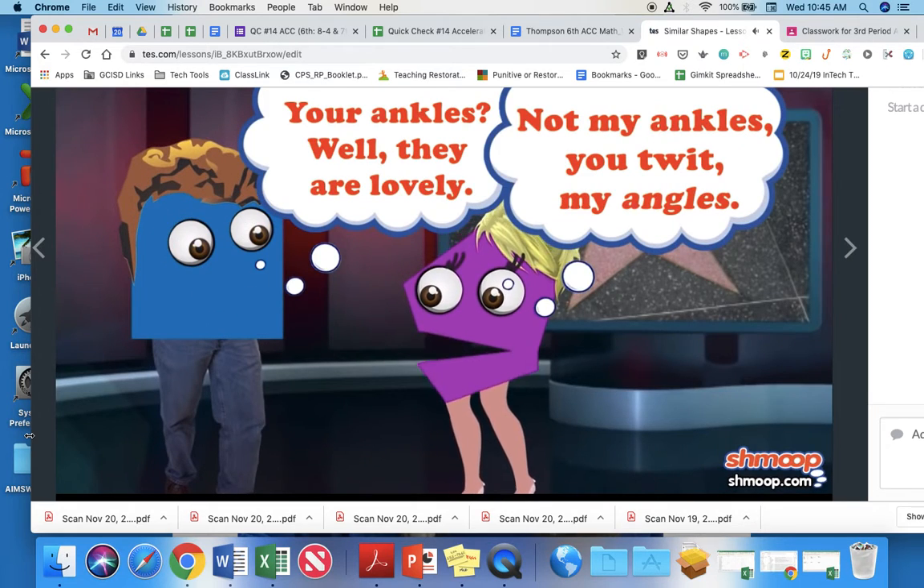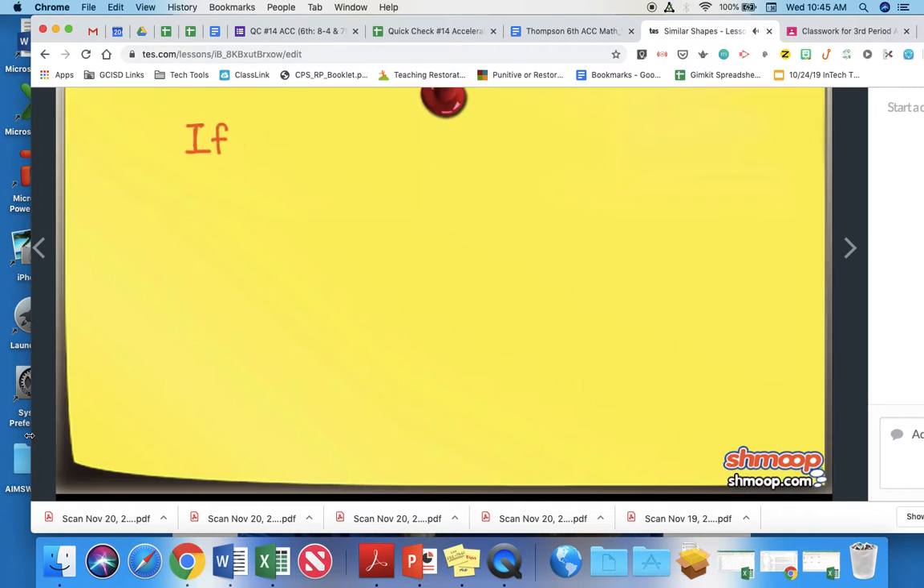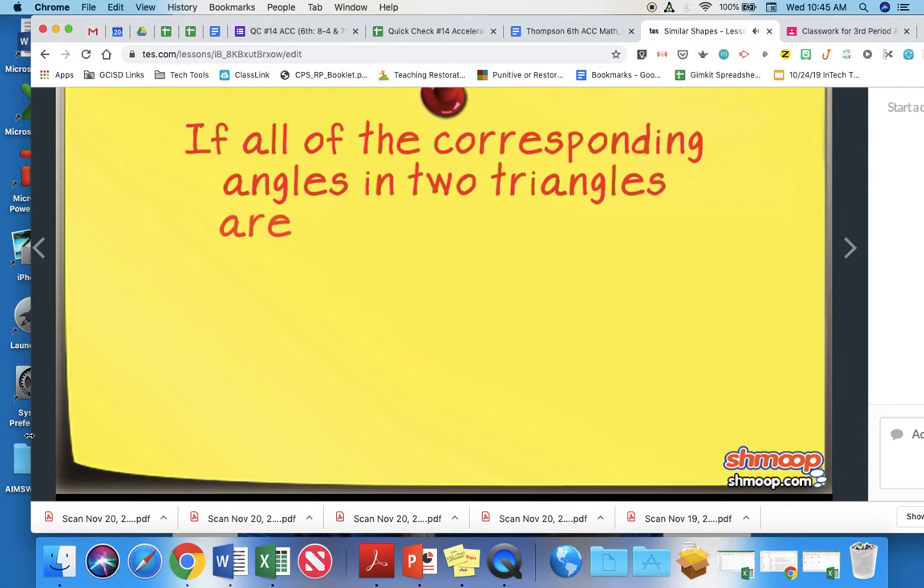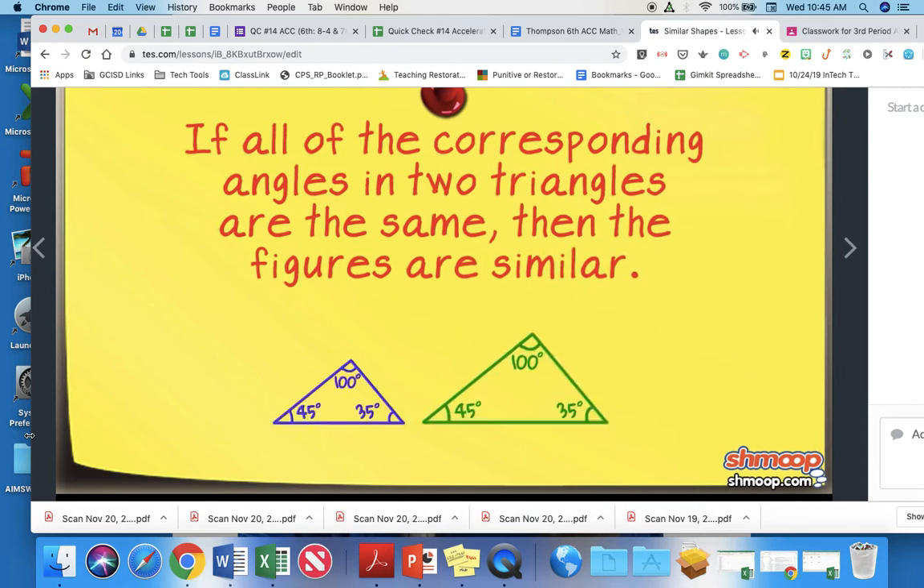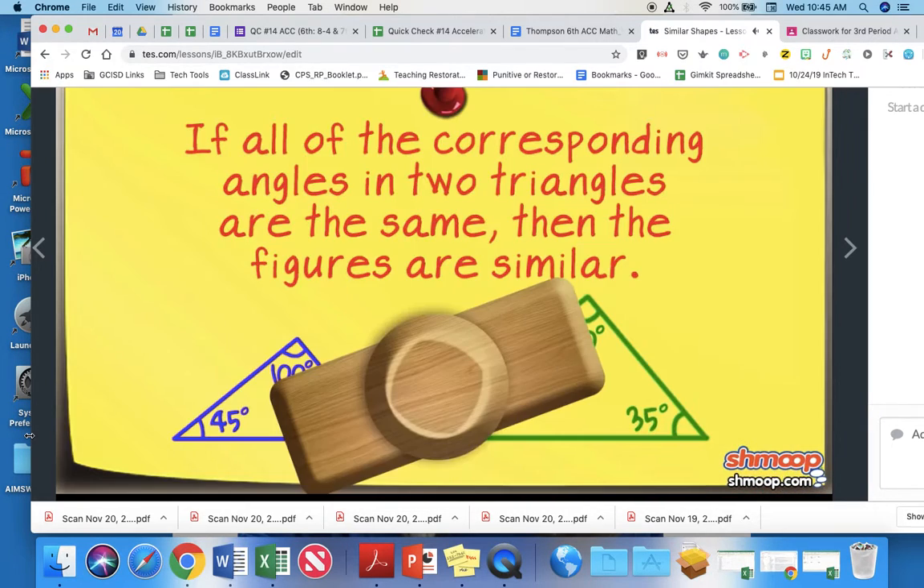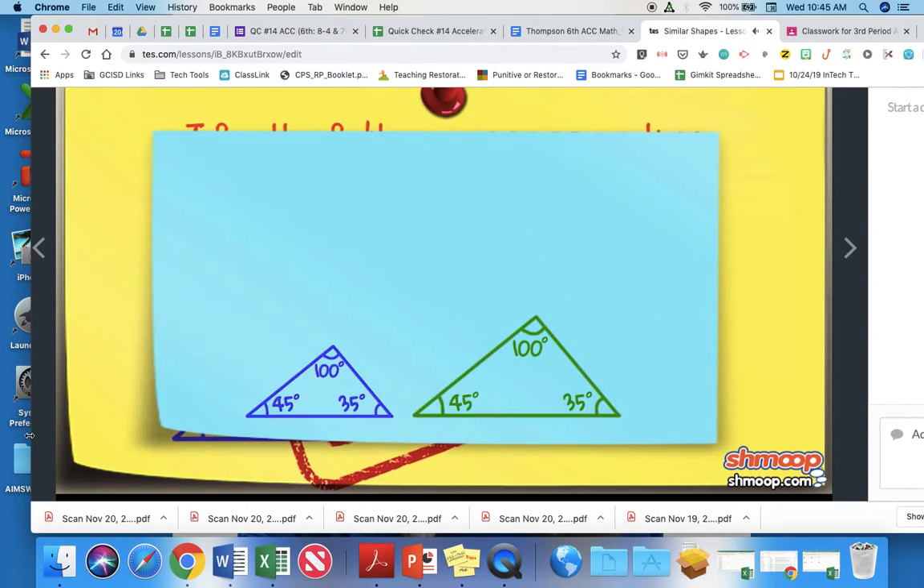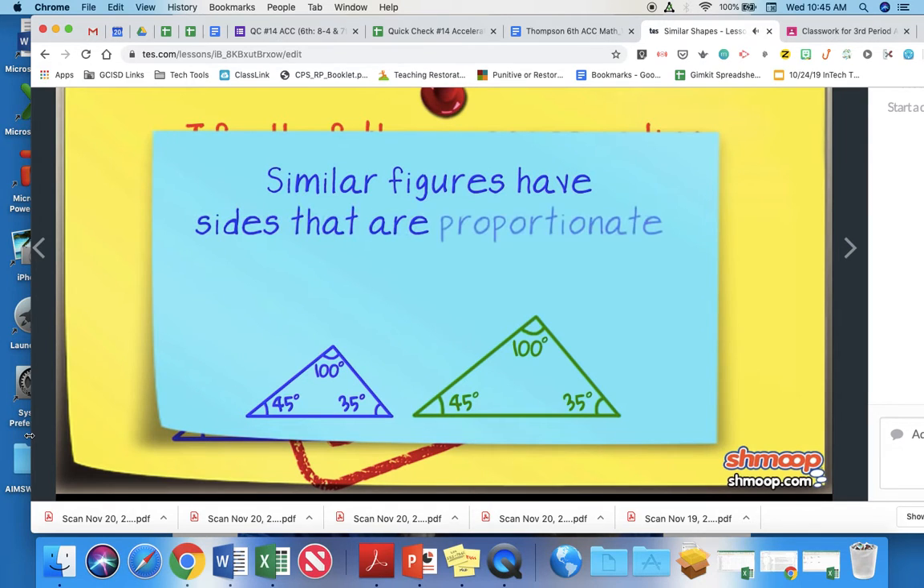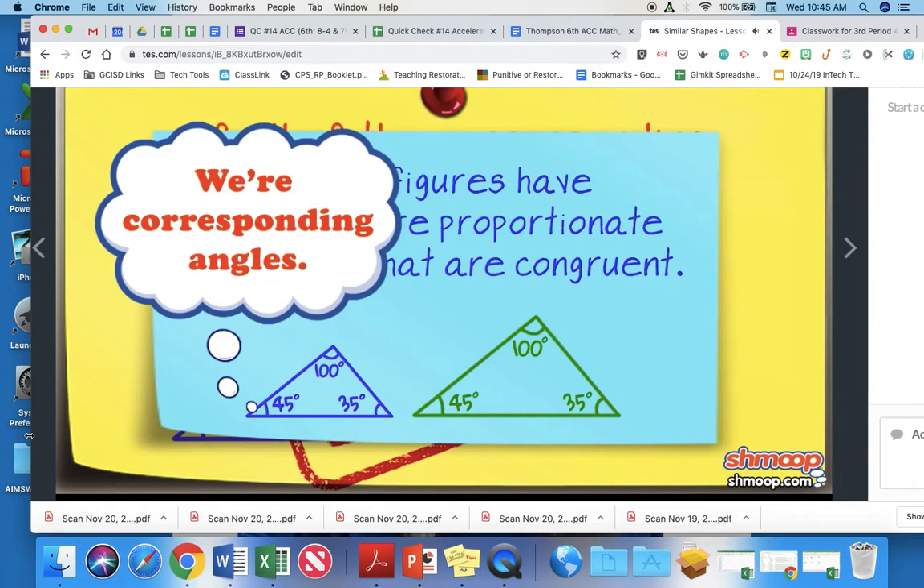You said angles, people, listen up. If all of the corresponding angles in two triangles are the same, then the figures are similar. Like if this 35-degree angle matches this 35-degree angle, and this 45-degree angle matches this 45-degree angle, and this 100-degree angle matches this 100-degree angle, boom, similar. So we know that similar figures have sides that are proportionate and angles that are congruent.